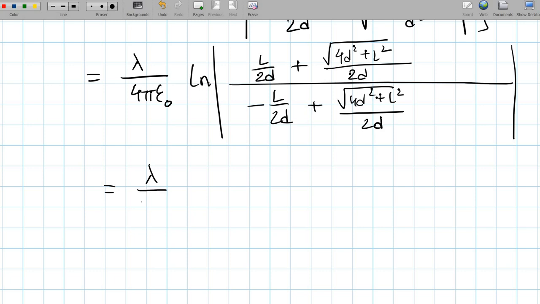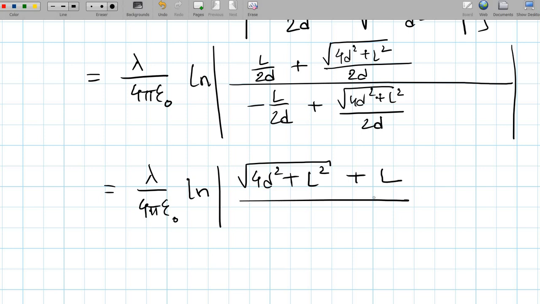And then you have lambda divided by 4 pi epsilon naught, and then you have logarithm. Then inside you have square root of 4d squared plus L squared, plus L, divided by square root of 4d squared plus L squared, minus L. And that's it. That's the potential along the perpendicular bisector. And this is of course a function of d.